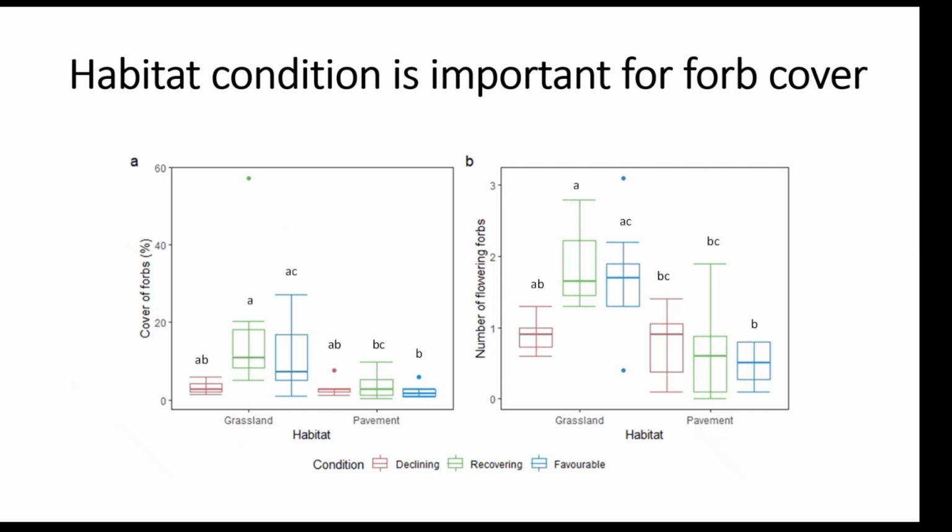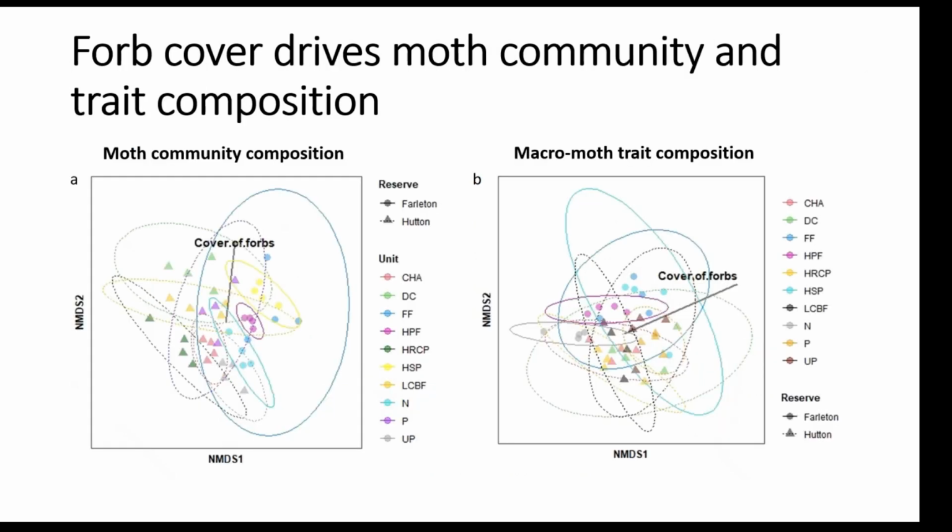And why is this important? Well, because forb cover drove the moth community composition. So this is an ordination plot, and it basically just displays species abundance by site and displays that in 2D format. But there was no sort of difference between the condition types and also the habitat types.